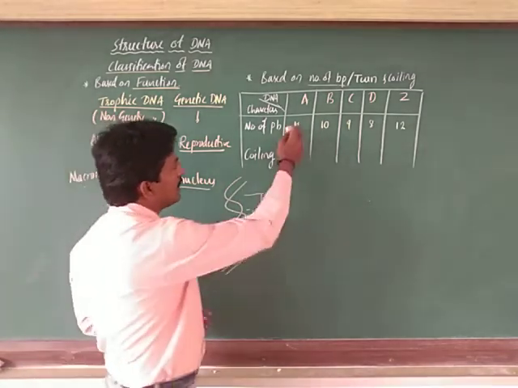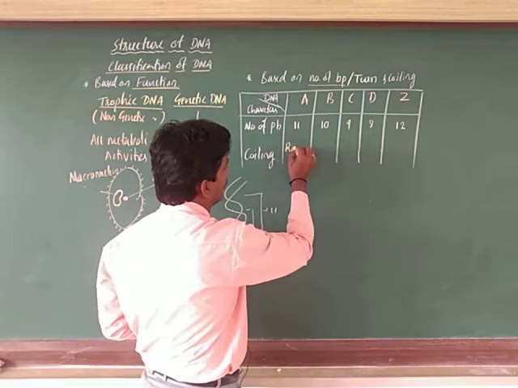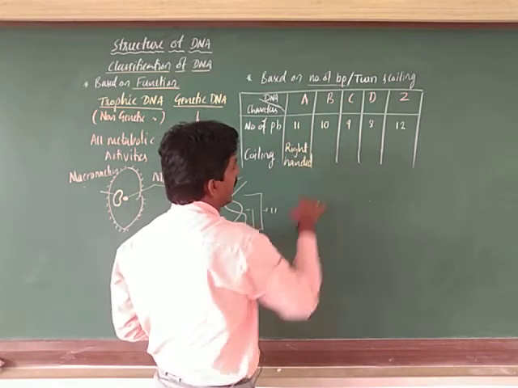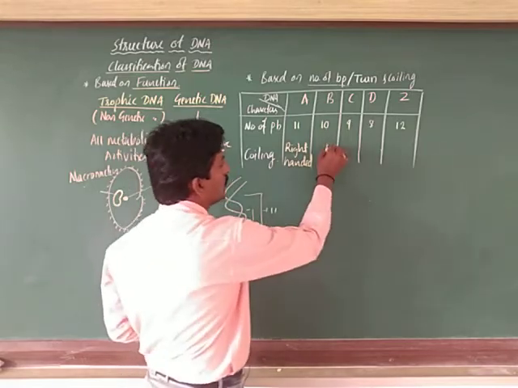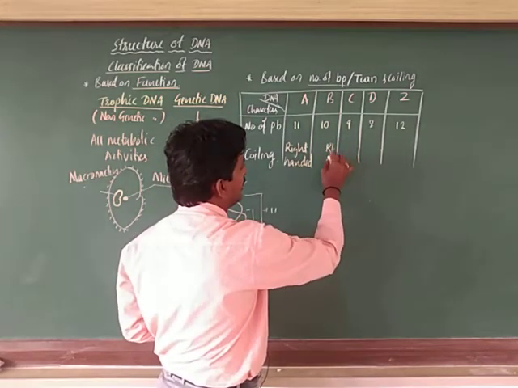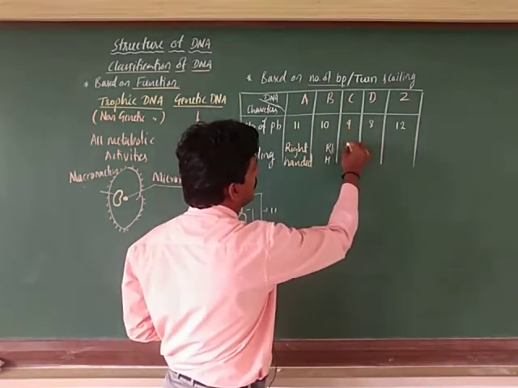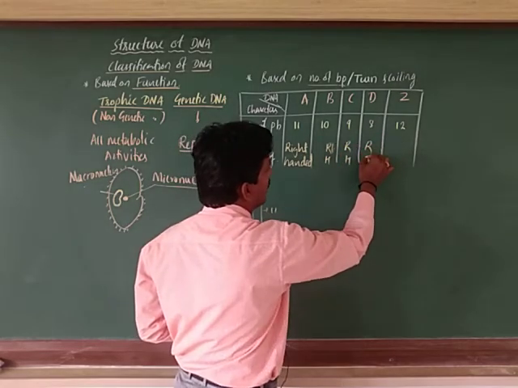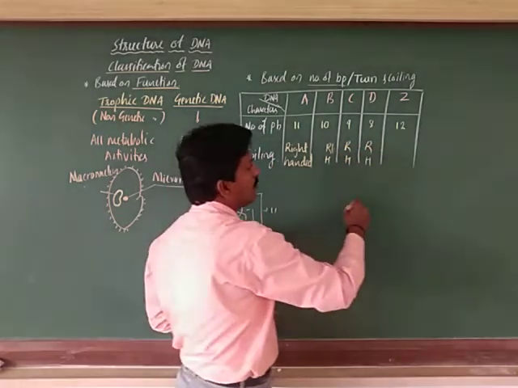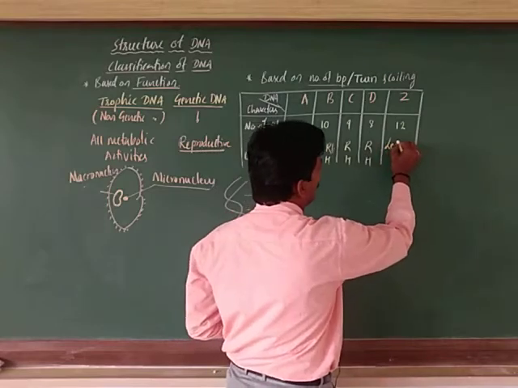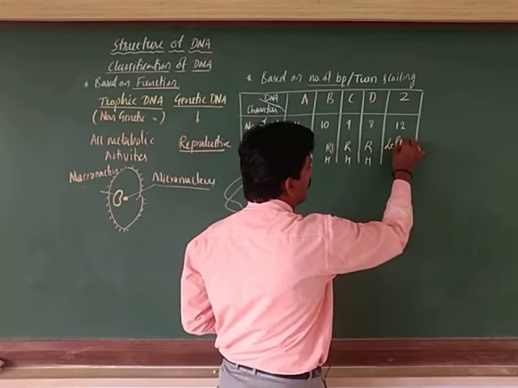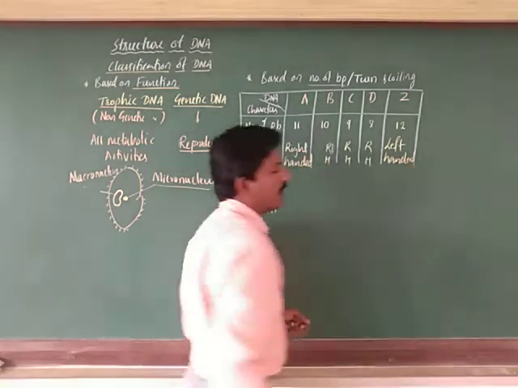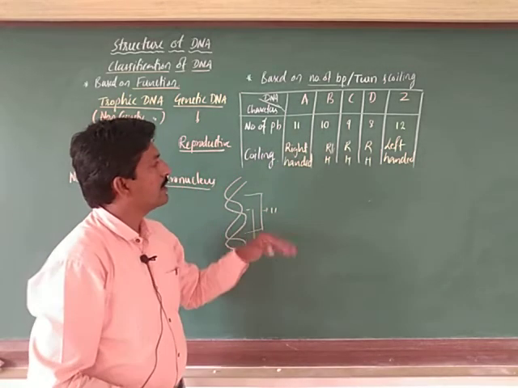So usually A is right-handed coiling, and this is also right-handed coiling, and C is also right-handed coiling, and this one also right-handed coiling, but the Z form of DNA shows left-handed coiling. What does left-handed and right-handed mean?